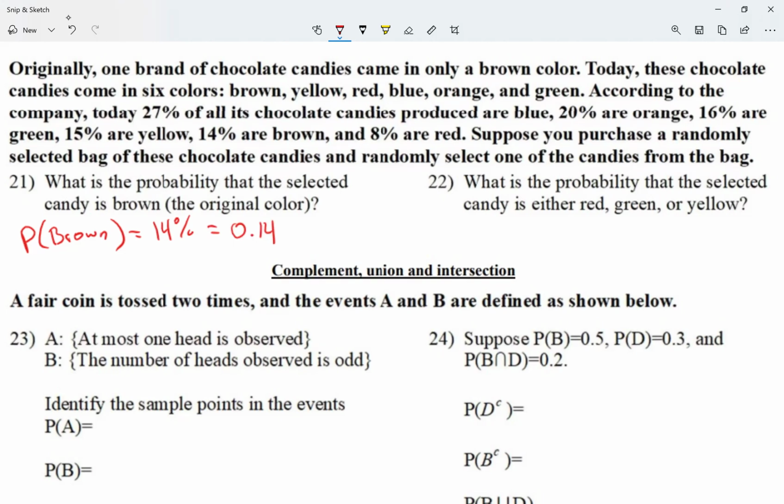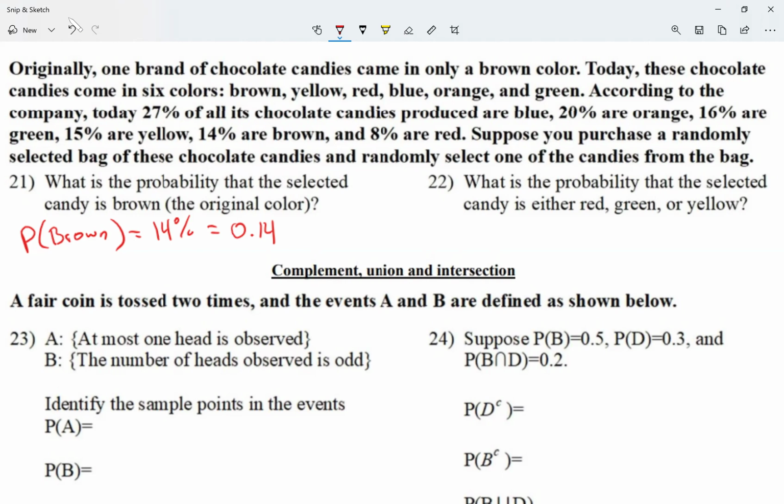In reality, percent means for every 100. So I have to go 14 divided by 100, and that's how I get 0.14. I said probability is a decimal between 0 and 1. So 14, for sure, is not it. Good. Let's take a look at number 22.